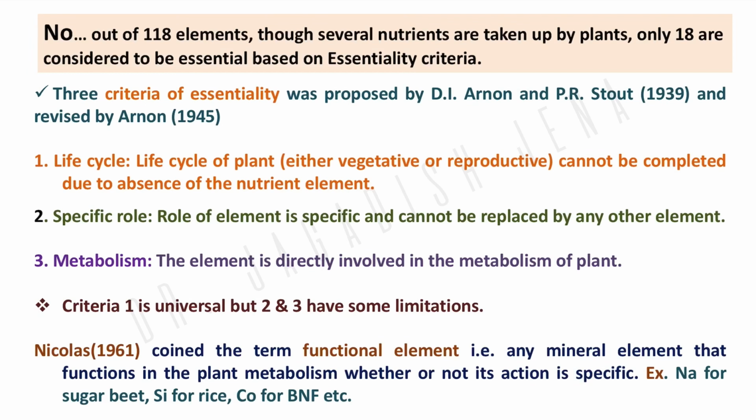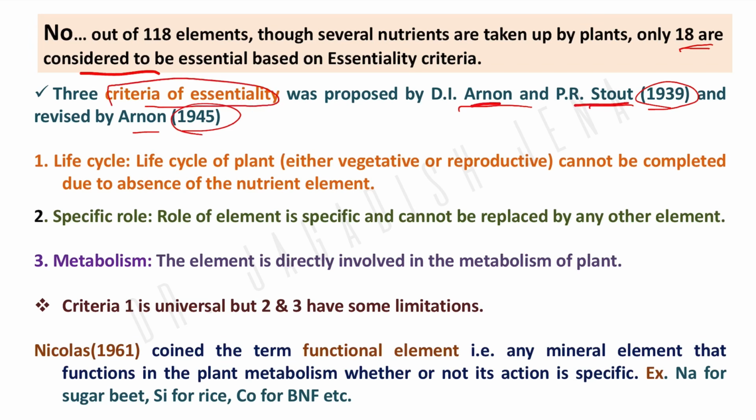Remember this term, essential nutrient. So which nutrients is the scientific community categorizing as essential nutrients? Only 18 essential nutrients are there so far, and the latest added is cobalt. So how are they categorized as essential nutrients? They have to fulfill 3 criteria of essentiality proposed by Arnon and Stout in 1939 and revised by Arnon in 1945.